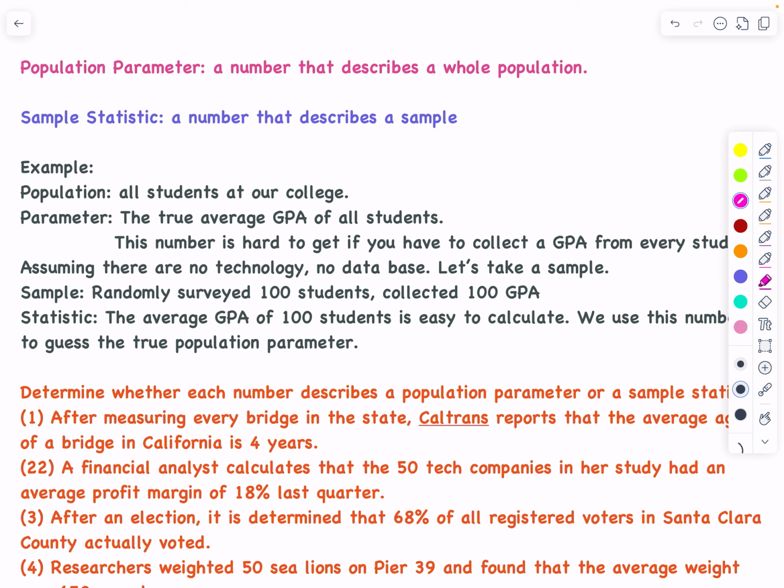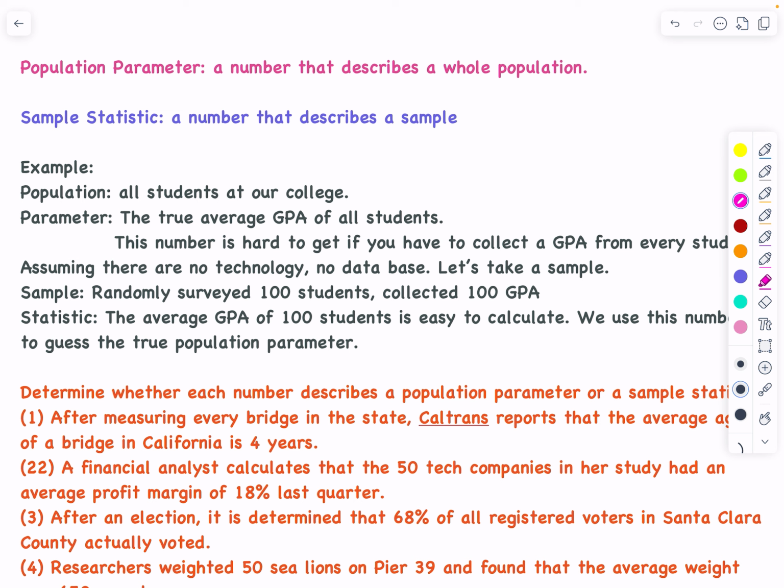And then a statistic. I have a big picture, and I took a subset from this picture. That is my sample. And then I have a number describing a characteristic of this sample. That number is called a sample statistic.